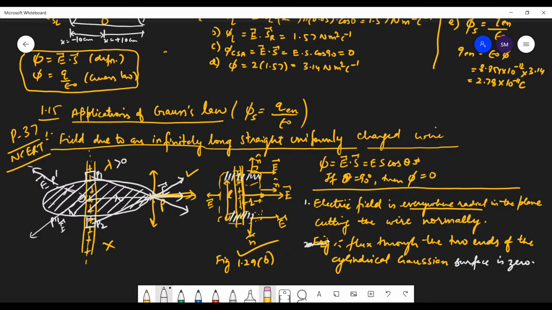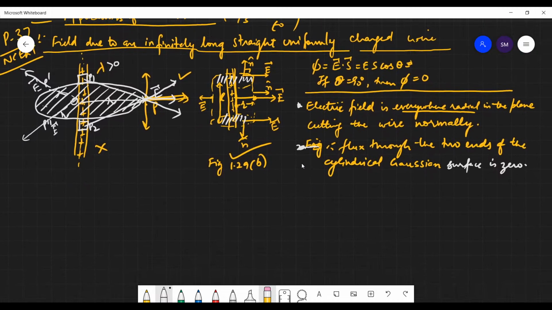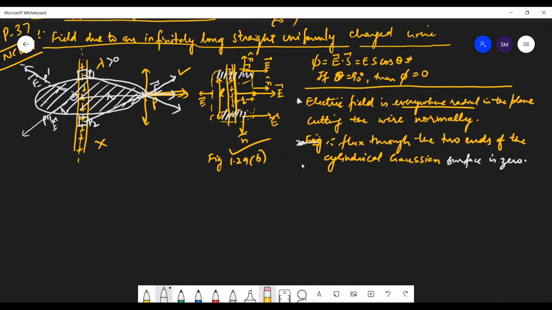You need not write first point, second point. This is just for you to keep in mind, because it will only be of 2 marks, so you don't have much time to write down all the details. So just draw this figure and write down these 2 lines, and after this.